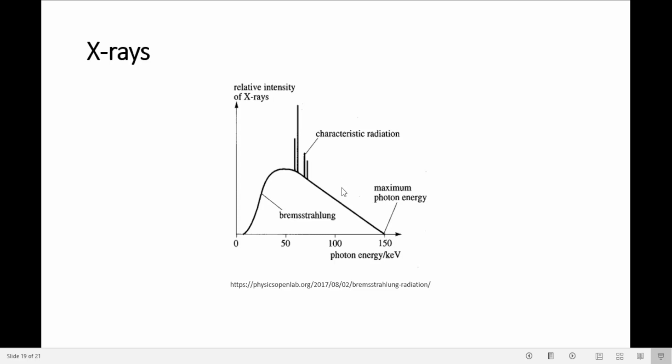Here's a graphic representation of the two types of X-rays. On the y-axis we have the relative intensity of X-rays, how many photons are produced, and on the x-axis we have photon energy in kiloelectronvolts. This curve here represents the Bremsstrahlung X-rays. We can see that the photons can take any energy value from 0 to the maximum energy, in this case 150 kiloelectronvolts. And here we have the characteristic radiation representation, which is a peak in the curve, because the characteristic radiation is a discrete value.